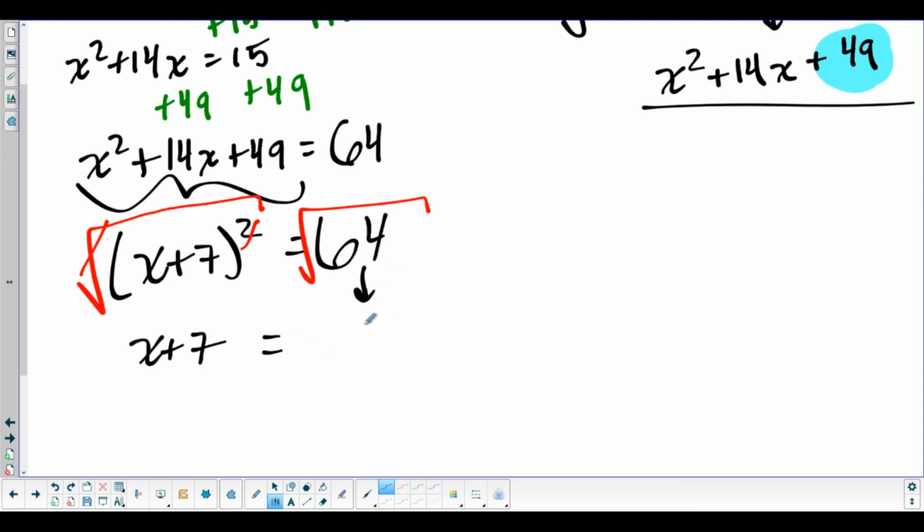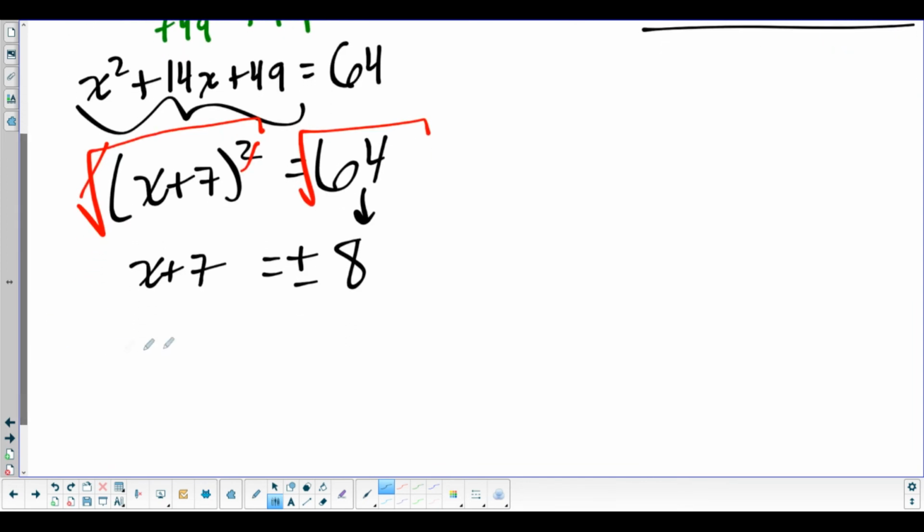The square root of 64 is a nice number, but we always have to remember that it's going to be the positive and negative version, right? We're thinking what two things can multiply to 64? Well, that's plus or minus 8, right? Positive 8 times positive 8 is 64. Negative 8 times negative 8 is 64. And so we end up with this equation right here: x plus 7 equals plus or minus 8.